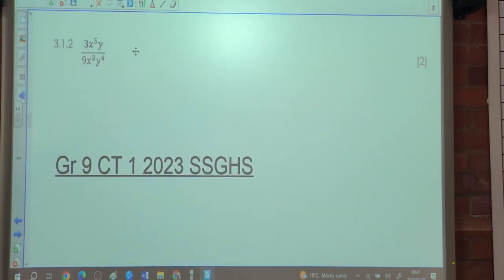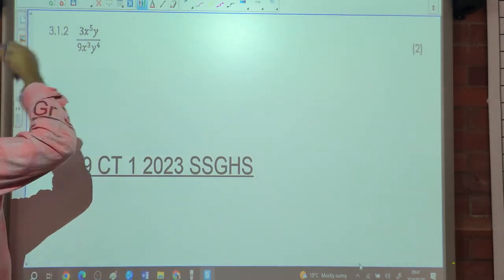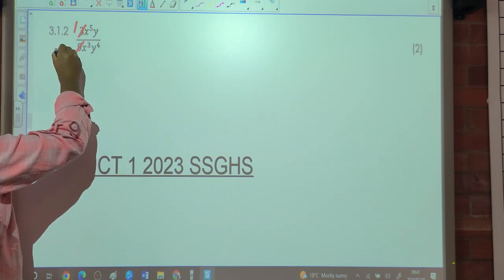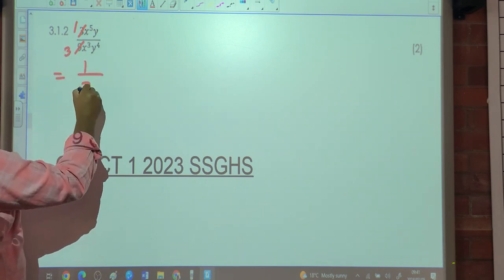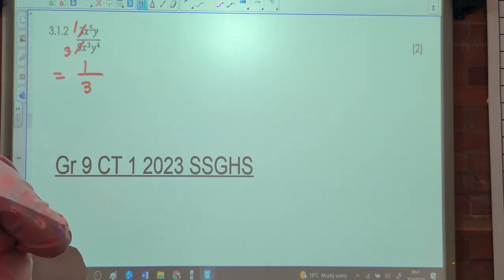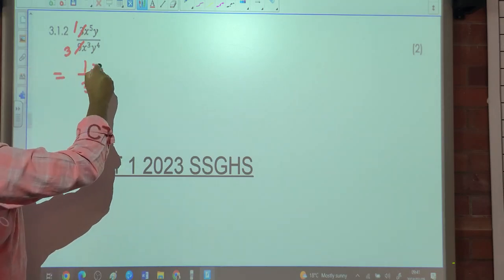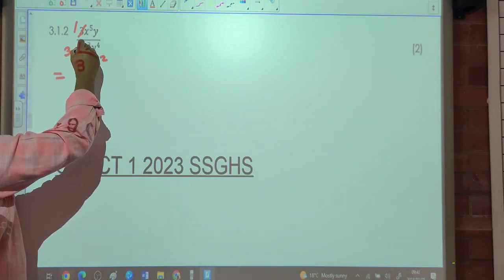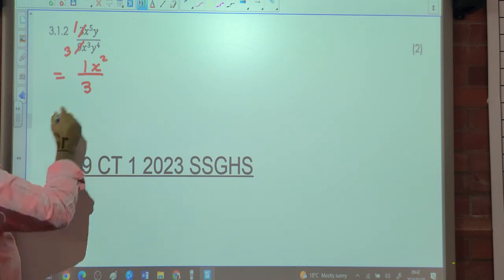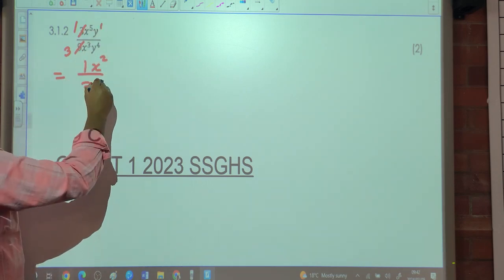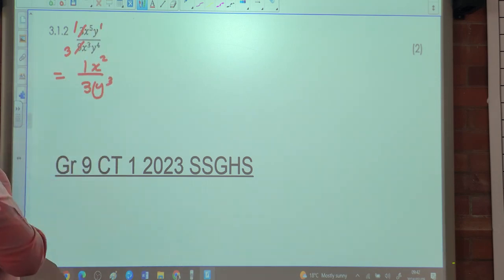Let's do the next one. When we're dividing and bases are the same, what do you do to the exponent? Subtract. So 3 going into 3 once, 3 going into 9 thrice. It's 1 over 3. Where's the more x's? On top. So it's going to be x squared. So 5 minus 3 is 2. Where's the more y's? Bottom. So 4 minus 1 is 3. Okay.